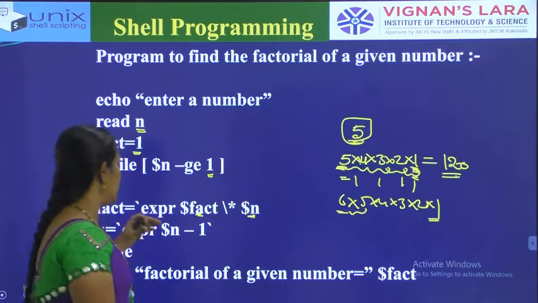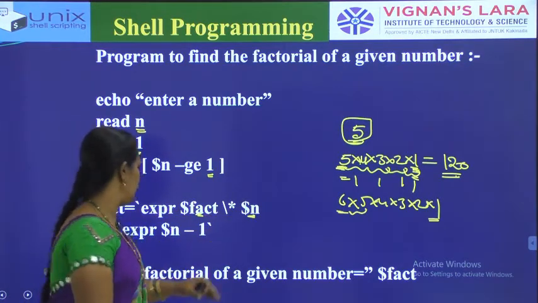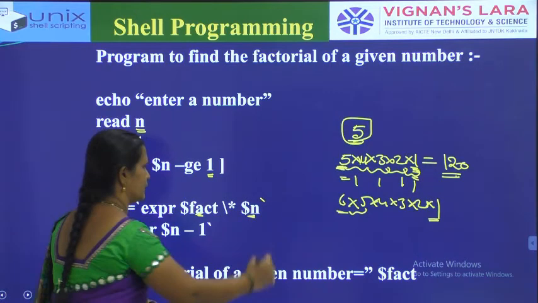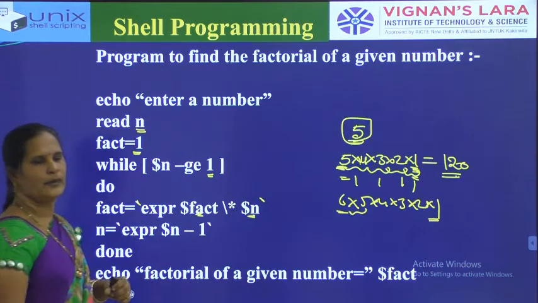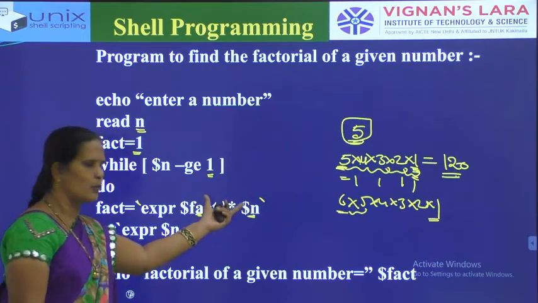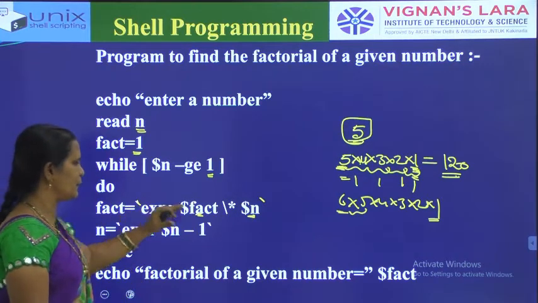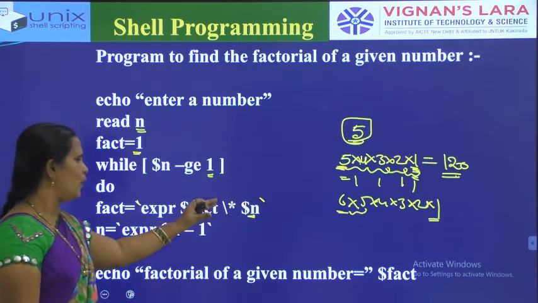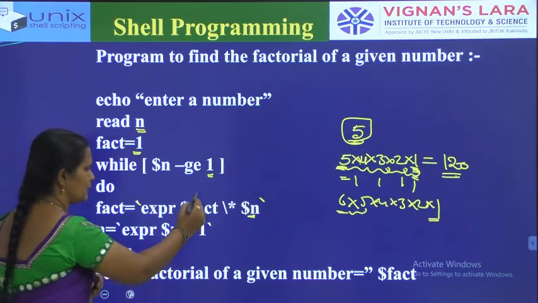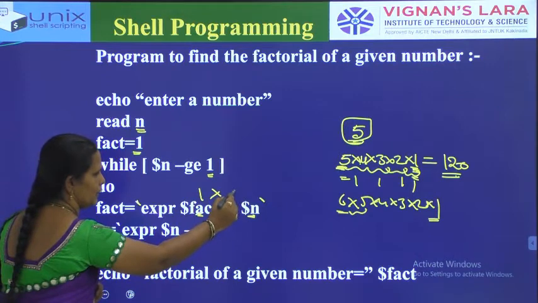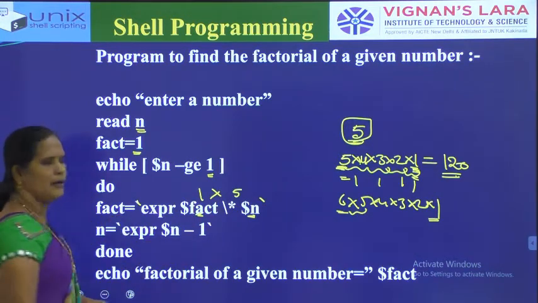So EXPR space, first variable, space, operator, space, second variable. This is the syntax. This is the beginning and this is the end. In between these quotations, we have to type the EXPR command: EXPR space, first variable, space, operator, space, second variable. Here the fact value is 1, and 1 into the n value, which is 5, is 5. 5 is stored in the variable fact.